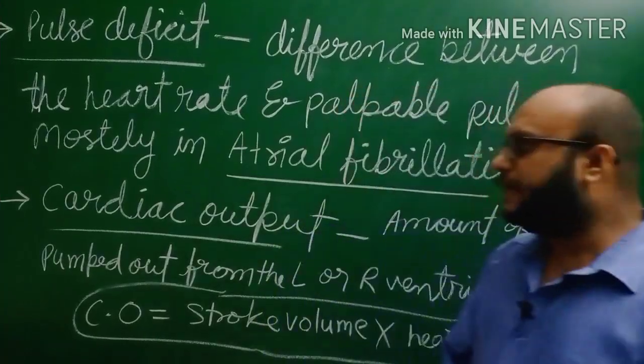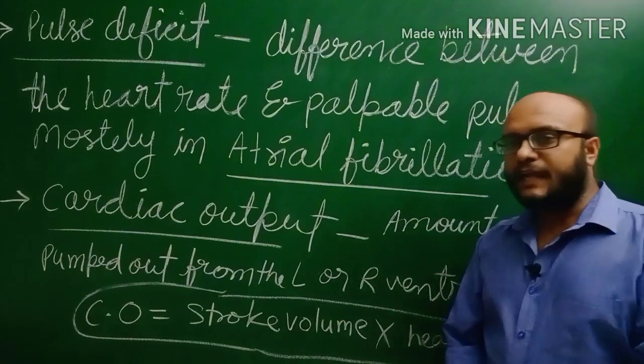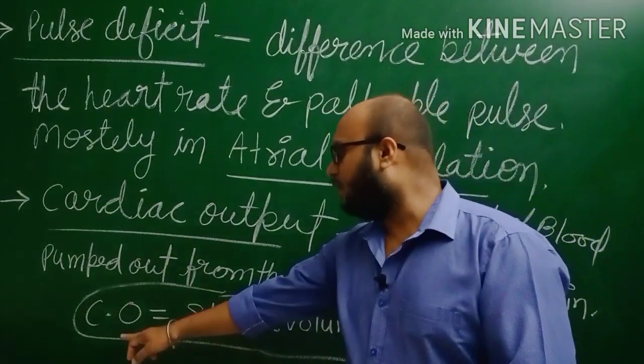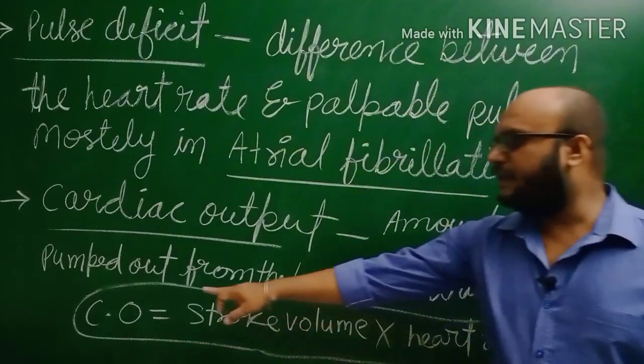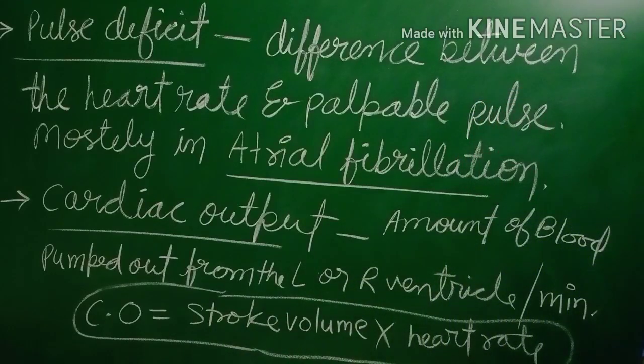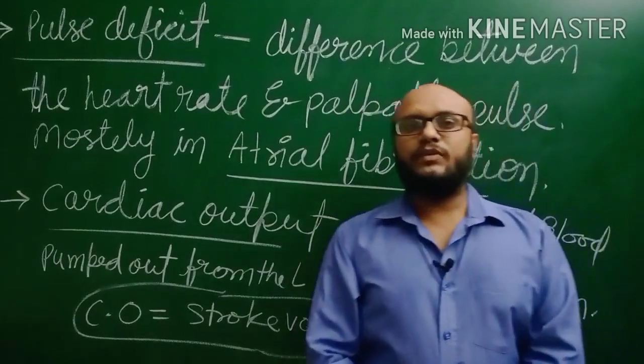Now let's talk about cardiac output. The amount of blood pumped out from the left or right ventricle of the heart per minute is known as cardiac output. We can calculate it with this formula: stroke volume multiplied by heart rate equals cardiac output. Our normal stroke volume is 70 ml and the heart rate is 72 beats per minute, and the approximate value of this multiplication is 4900. We can say that in a normal healthy adult the average cardiac output is 5000 ml.